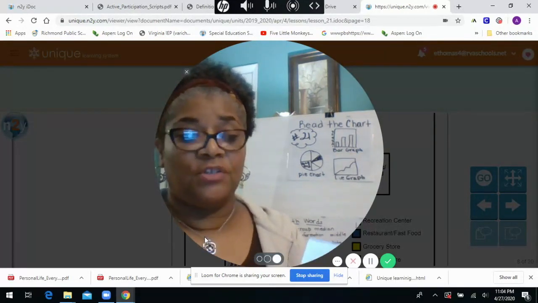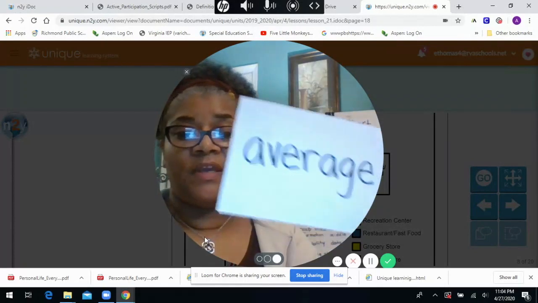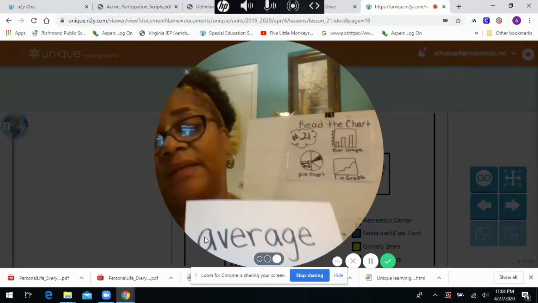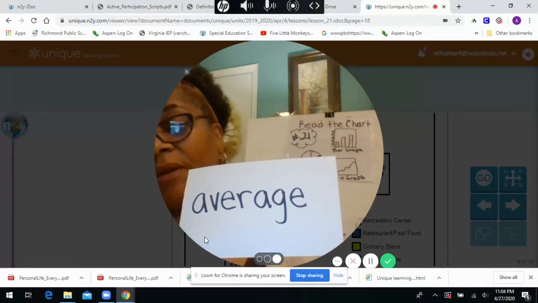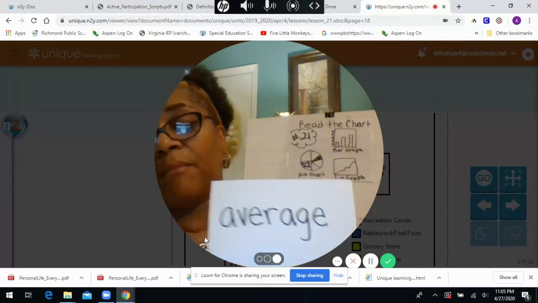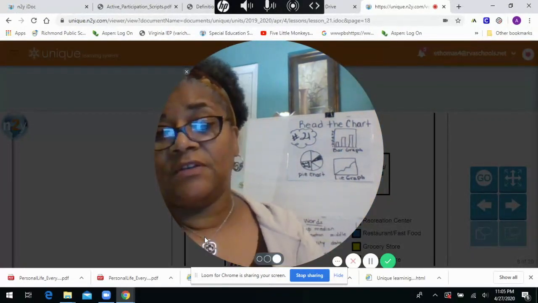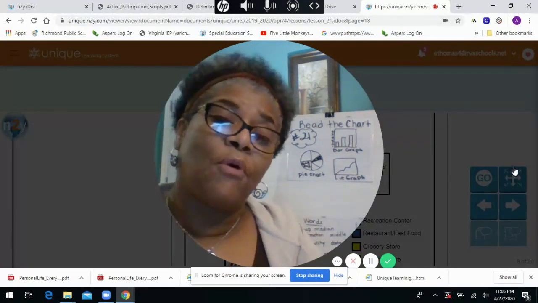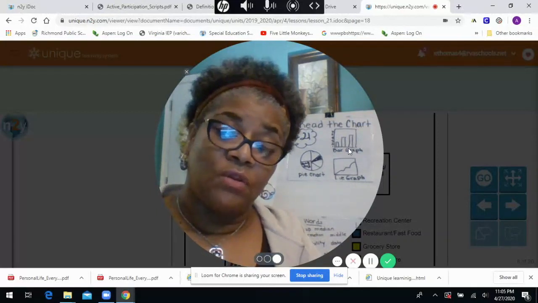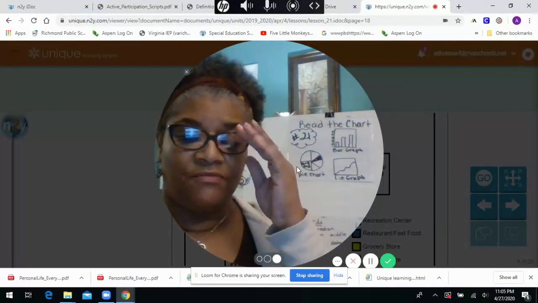And the average is the total of numbers divided by the amount of numbers. So if you have 5 different numbers, you get the total of those numbers, and then you divide it by 5. Okay, so those are all of the math words for probability and reading graphs. You get all of the information from it.